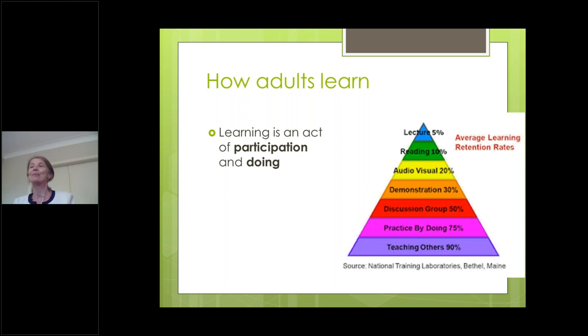They say that we remember 5% of what we've heard at a lecture. And maybe when you think of what's happening today, that's a startling figure. We retain 10% of what we read. But I think it's really interesting that from discussion groups, we retain 50%, and practice by doing, 75%. And in terms of learners working with other learners, teaching others can help us retain 90% of what we learn. So active learning is a key element of how adults learn best.